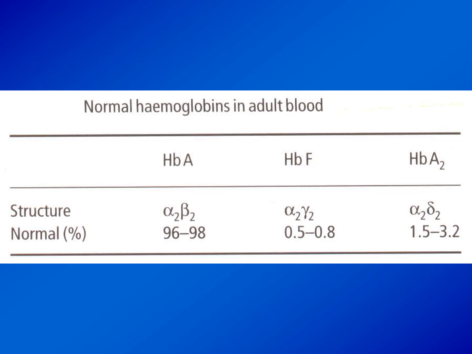As you know, the normal hemoglobin in the adult is predominantly hemoglobin A, which is alpha 2 beta 2. There is a small amount of hemoglobin F, which is alpha 2 gamma 2, and hemoglobin A2, which is alpha 2 delta 2.